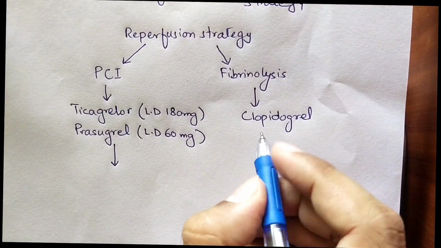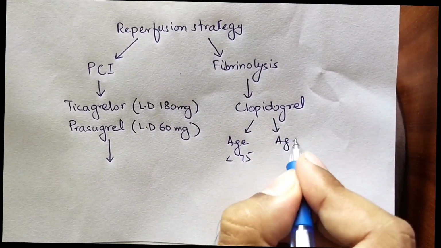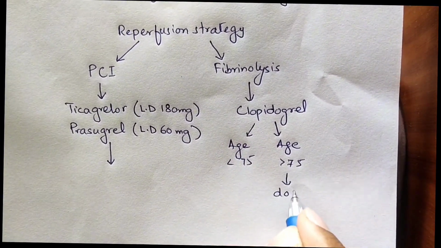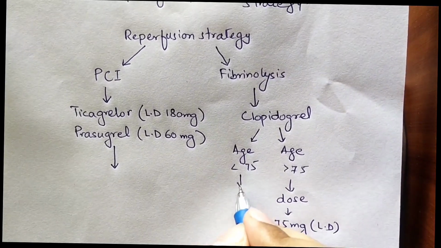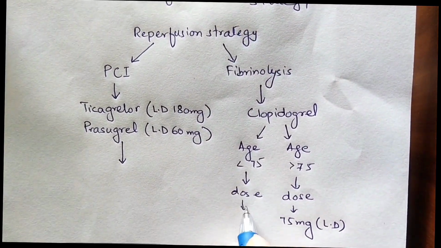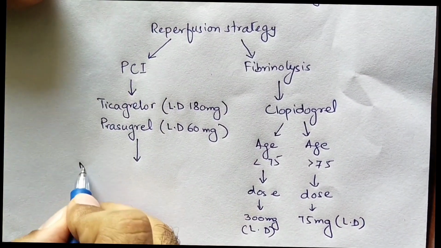In fibrinolysis, the choice of the drug is clopidogrel, and the dose of clopidogrel depends upon the age of the patient. If the age of the patient is greater than 75 years of age, we will give the loading dose of 75 milligrams. But if the age of the patient is less than 75, the loading dose will be 300 milligrams.